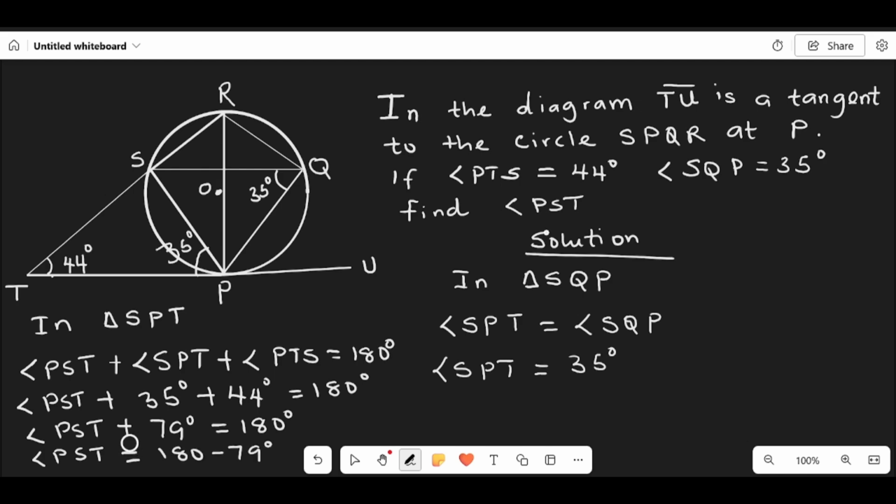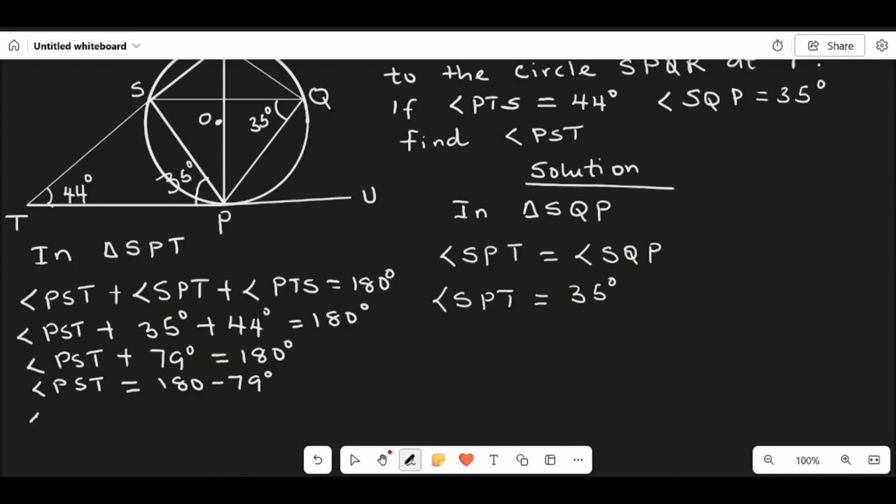If we transpose 79 degrees to the right hand side, the positive sign will change to negative. So we are going to have this. So angle PST equals 101 degrees. 180 minus 79 degrees will give us 101 degrees. Now you see why knowing the right theorem matters.